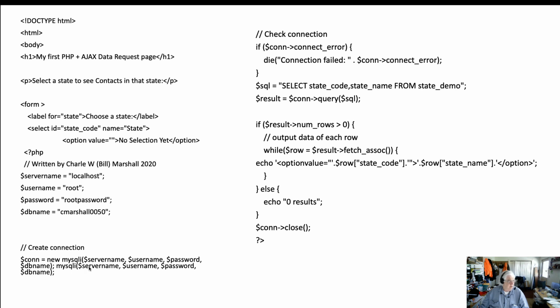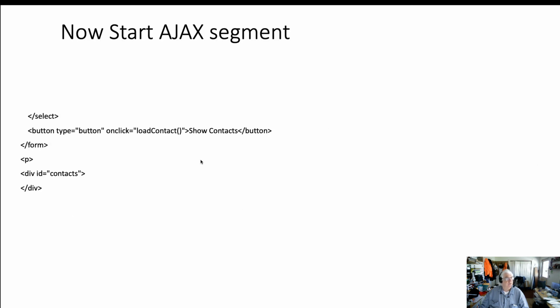So we were here, and then we checked the connection, and we selected just like we did before, and we built the select just like we did before. And now comes where we start the AJAX. We ended the select, and we said button type button, onclick, load contact, show contacts, ended the button in the form, and we set up a div contacts, which is where we're going to have a place for AJAX to write. And then we ended the div.